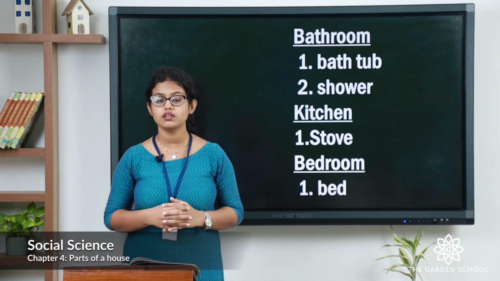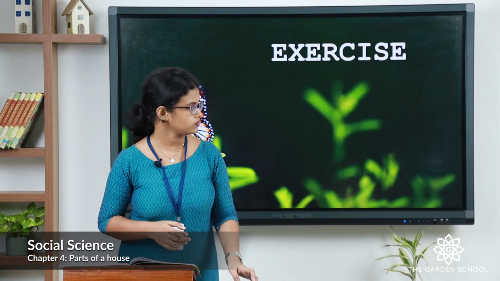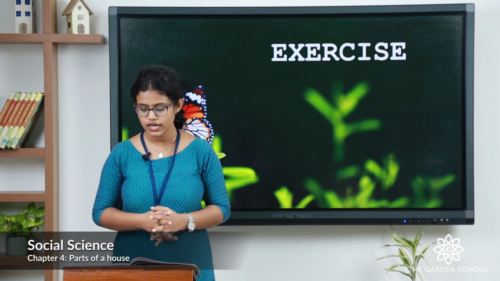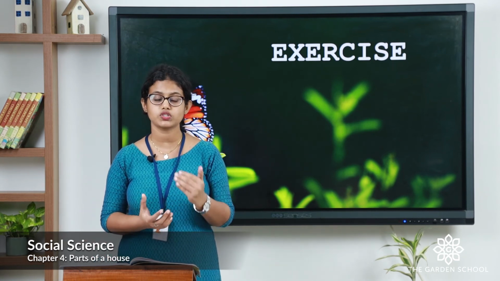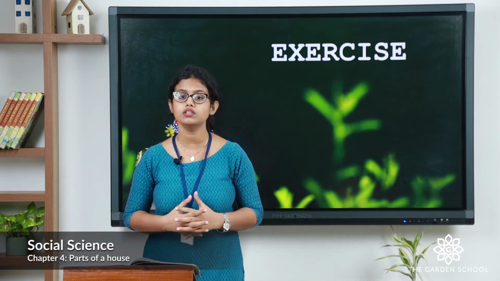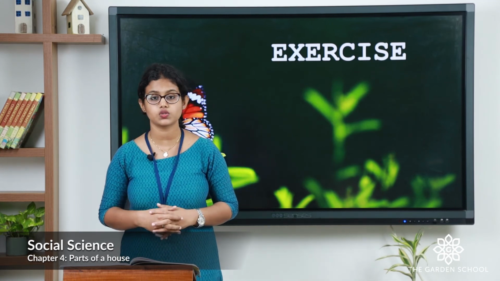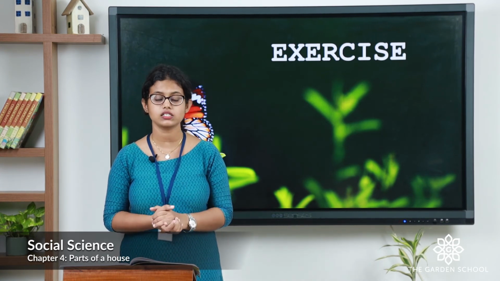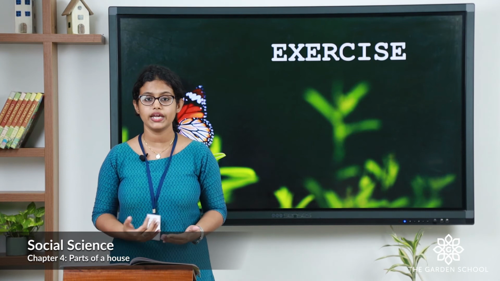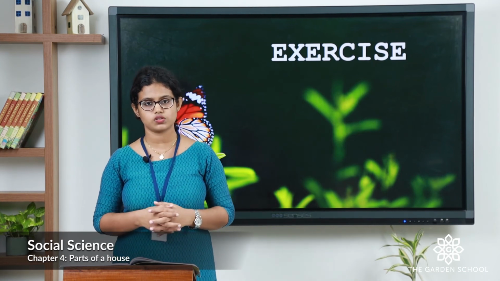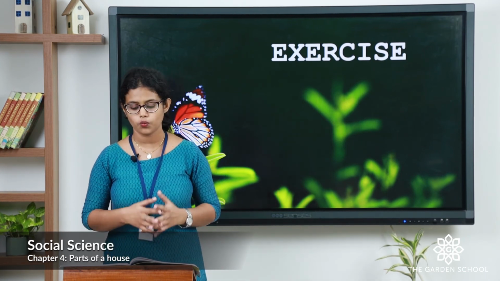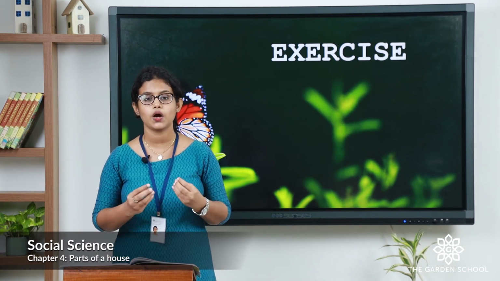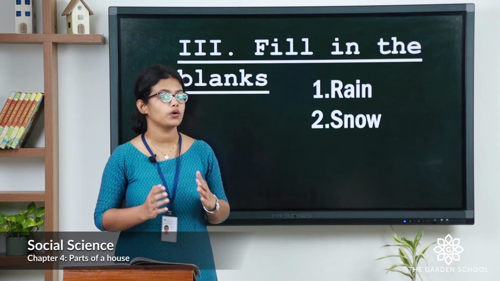Now moving on to the third exercise. In the third exercise, you can see two pictures and you have to fill in the blanks. You have to complete the sentence based on the picture. So see the first one. Our house protects us from. We learned that our house protects us from the rain, cold, heat, etc. And you can see the picture where it is raining. So our house protects us from rain. So the answer is rain.